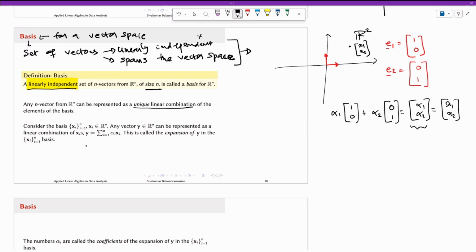Let's say these are vectors from your vector space Rn. Let's say this is the basis for Rn. Now, if I take another element from Rn, because this set of x1 to xn is a basis for Rn, that means I can generate y as a linear combination of x1 to xn. That means I can generate it like this.